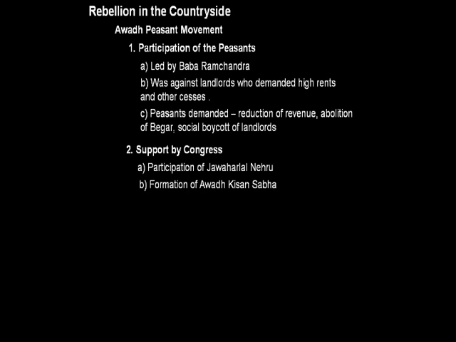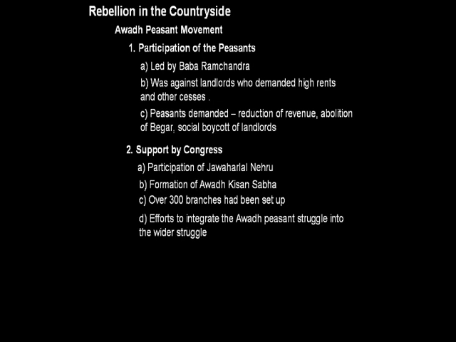Finally, because of his participation and the active participation of Baba Ramchand, Awadh Kisan Sabha was formed, and Jawaharlal Nehru was the head of this Awadh Kisan Sabha. Baba Ramchand and a few others were part of this, and within a very short period, over 300 branches of this Awadh Kisan Sabha were being established all over Awadh.